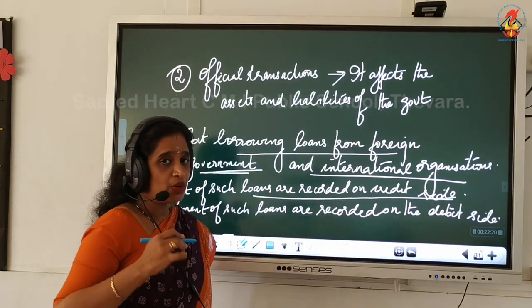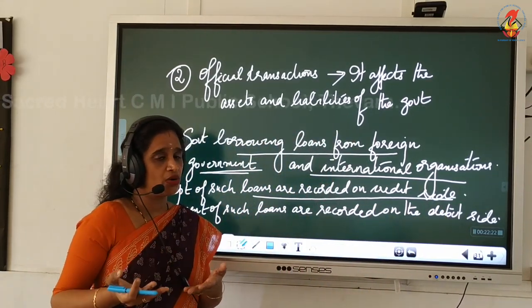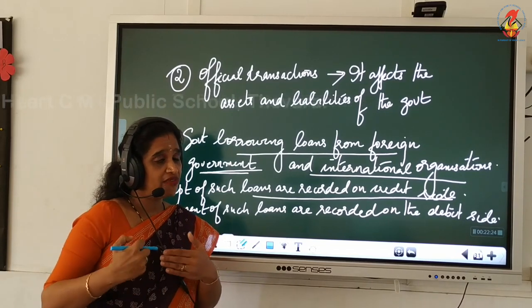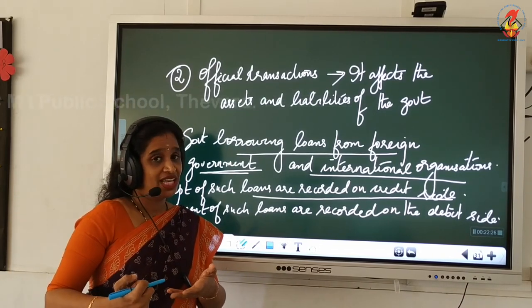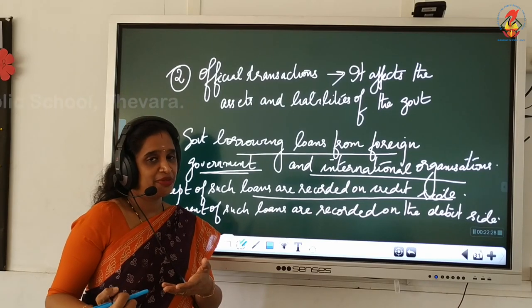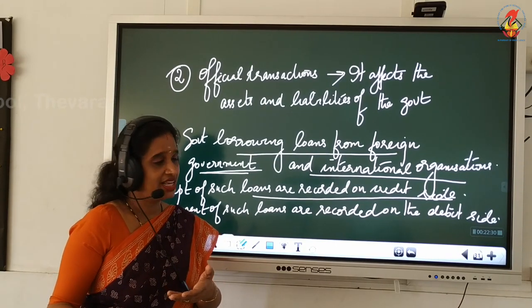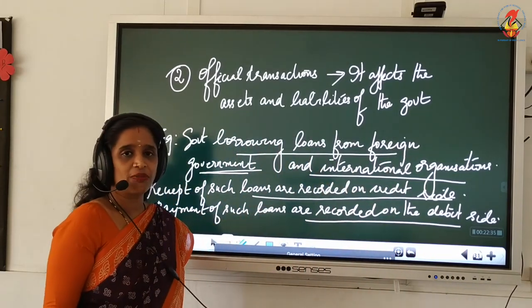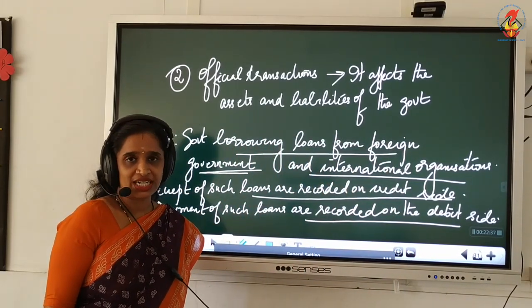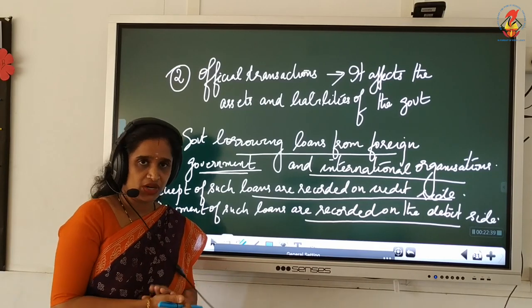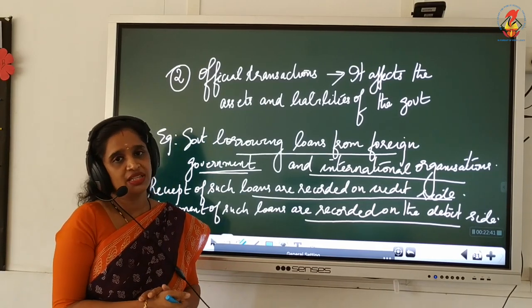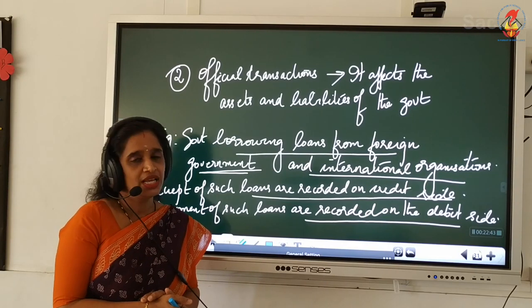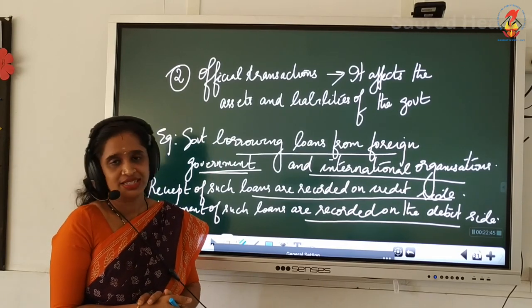Money is with us. But when we have to repay this amount, which we got as loans, with the rate of interest, that means we are losing something additional, then it will be recorded on the debit side. So this is all about the government or official transactions. Any transactions of the government which can cause a change in the assets and liabilities of the government can be termed official transactions.